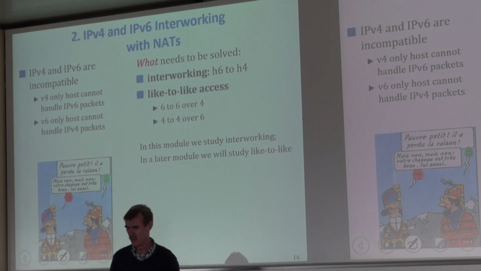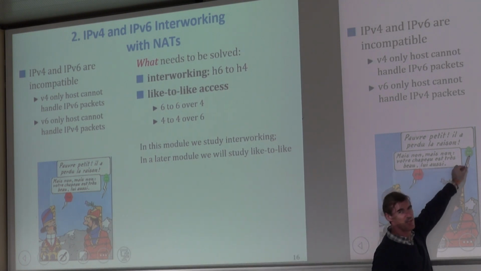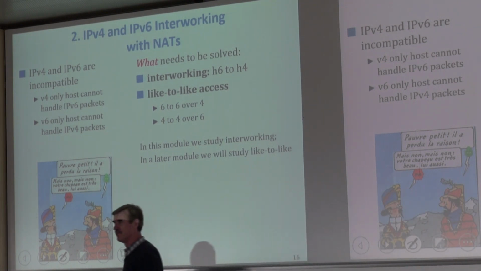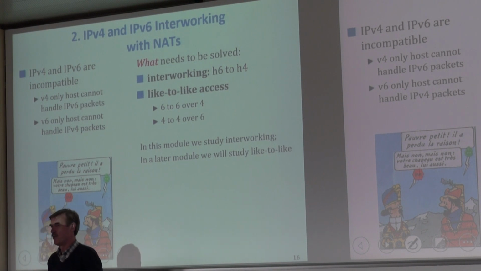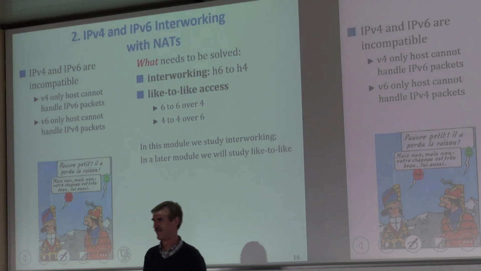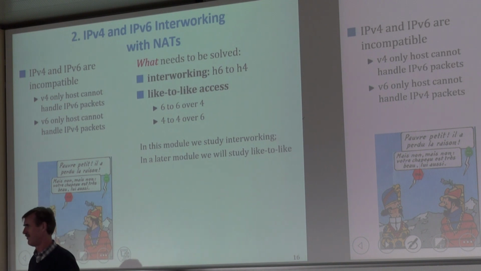Interworking is when we would like somebody speaking IPv4 to be able to communicate with somebody speaking IPv6, which in principle is impossible because the packet formats are not the same. So if I send an IPv6 packet to a machine that is IPv4 only, what will happen? Imagine you're building software that is trying to send an IPv4 packet to an IPv6 only machine.